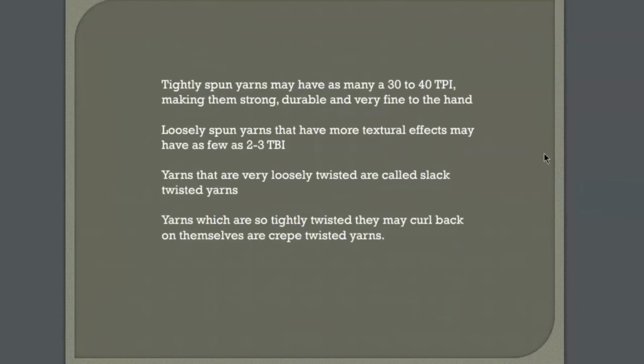Tightly spun yarns may have as many as 30 to 40 turns per inch, making them strong, durable, and very fine to the hand. That makes sense. Loose spun yarn, like our hair example, has a more textural effect and may have as few as 2 to 3 turns per inch. Yarns that are very loosely twisted are called slack or slack twisted yarns. Yarns which are so tightly twisted they can curl back on themselves are called crepe twisted yarns.